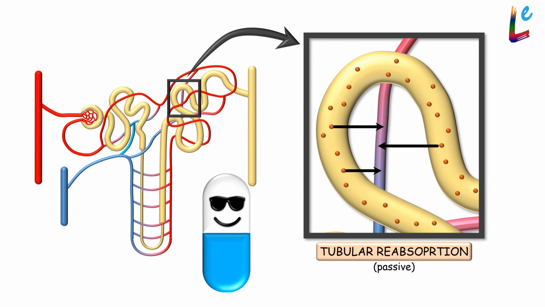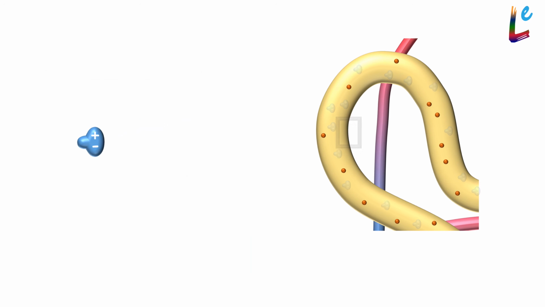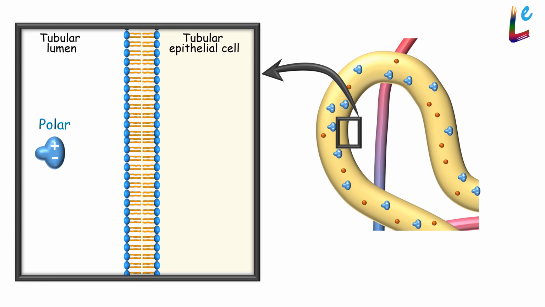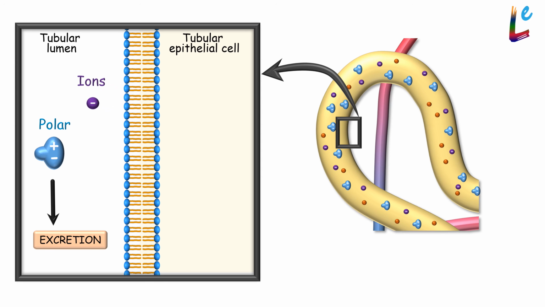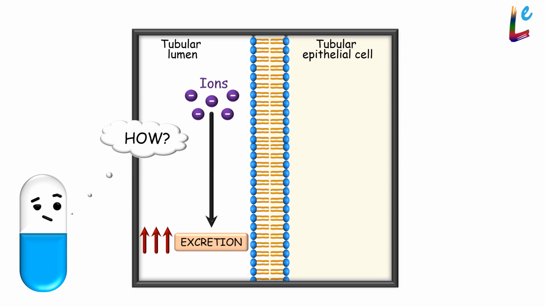No. If you remember, it was to prevent this reabsorption that the body metabolized the drug into a polar molecule in the first place. Large polar molecules cannot cross the membranes of the tubular cells by simple diffusion and therefore are excreted. In addition to large polar molecules, ions too are unable to cross the plasma membrane by simple diffusion. So, a simple strategy to enhance the excretion of a drug is to increase its ionization. How can that be done?